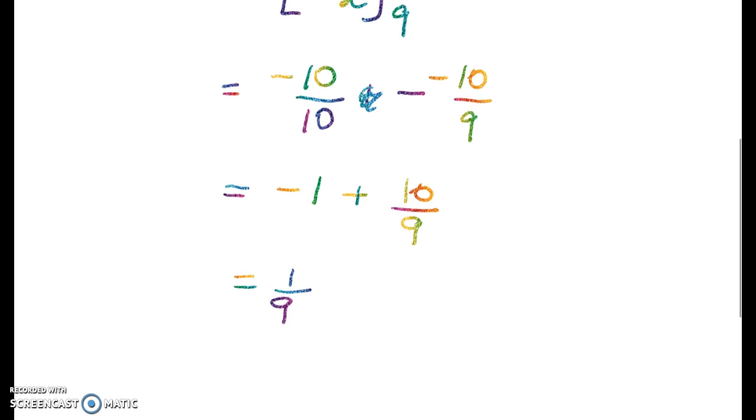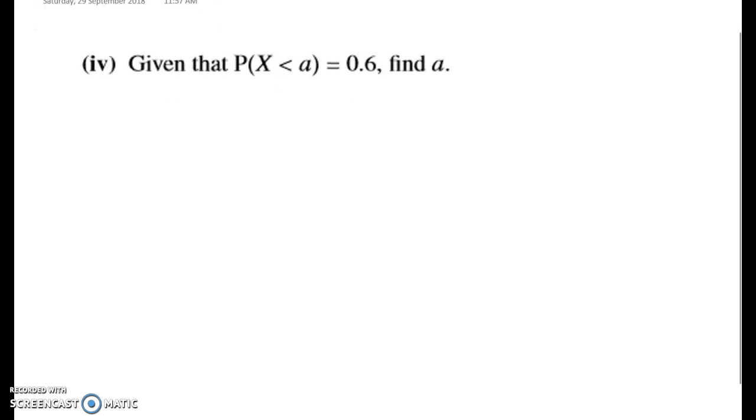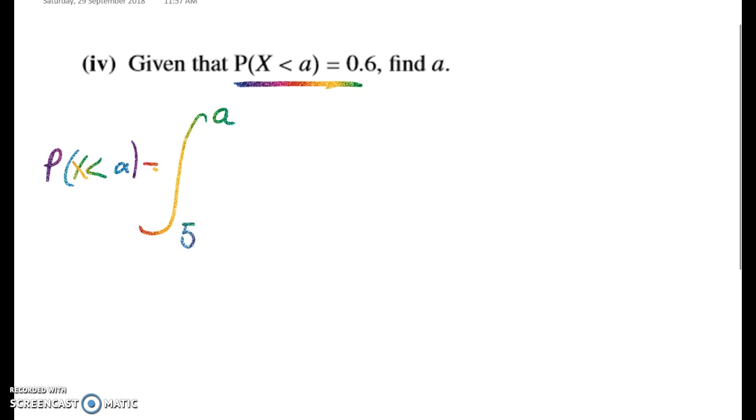And there's one last part here, which is where I'm asked to find a, where we've got the probability of x being less than a is equal to 0.6. So here we're trying to find one of the limits of integration. So the probability of x being less than a is equal to this. So my bottom limit is 5, and my PDF is 10 over x squared times dx.